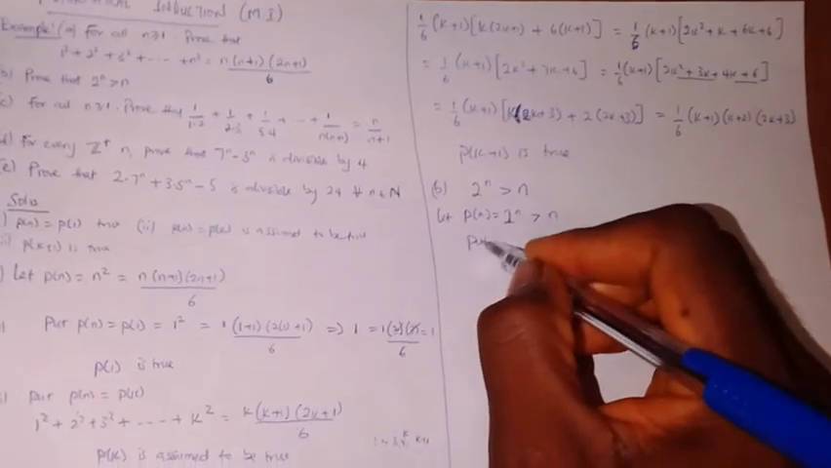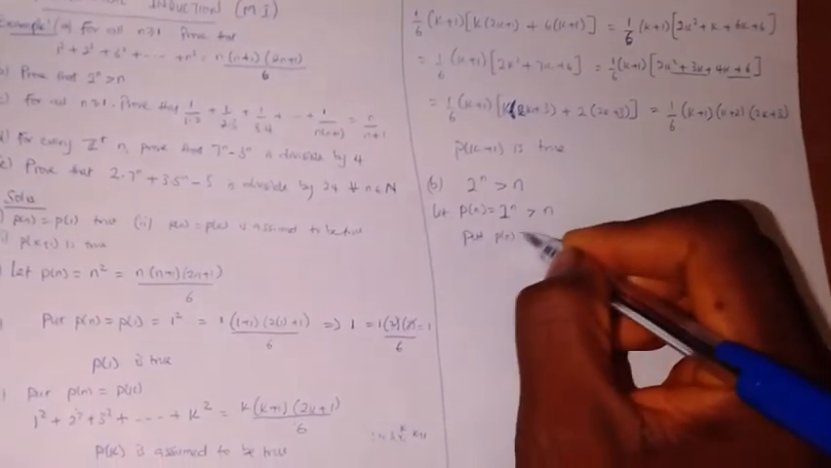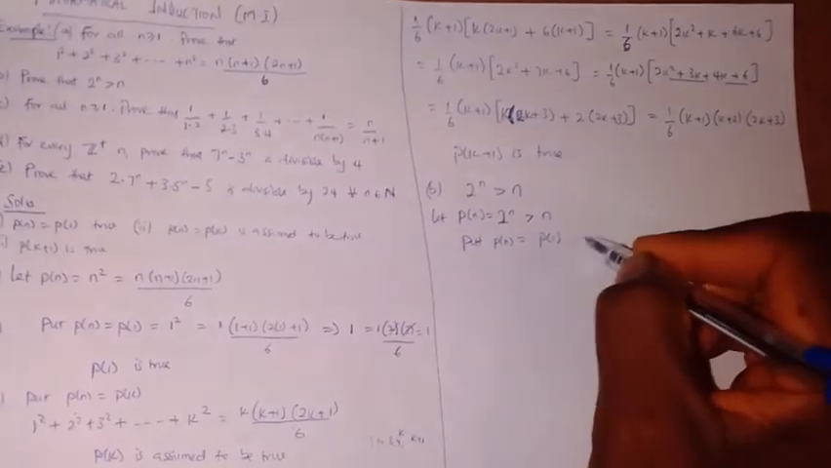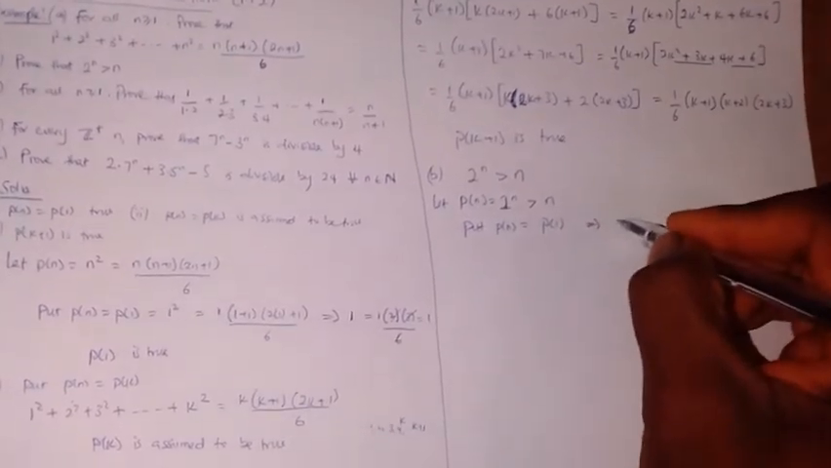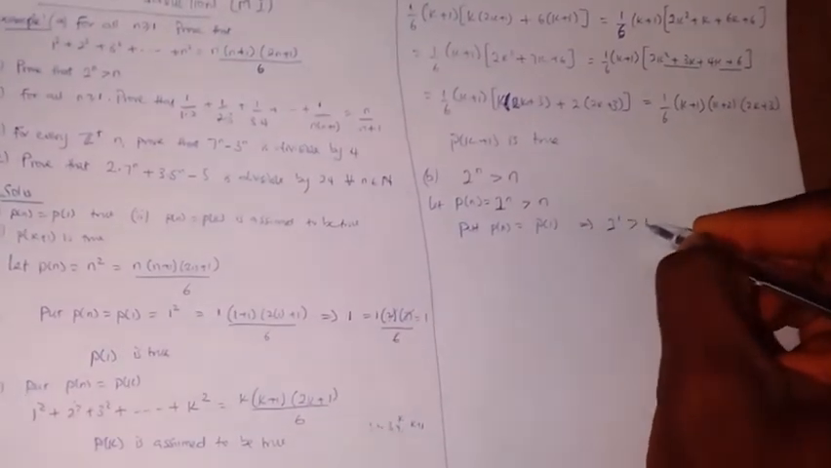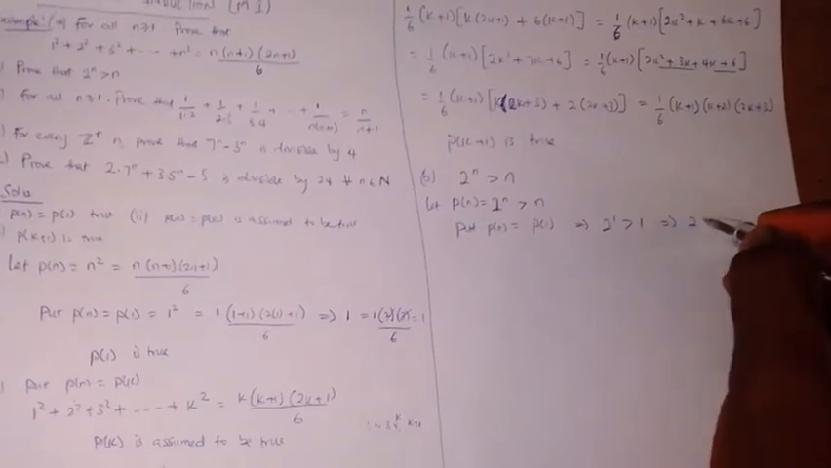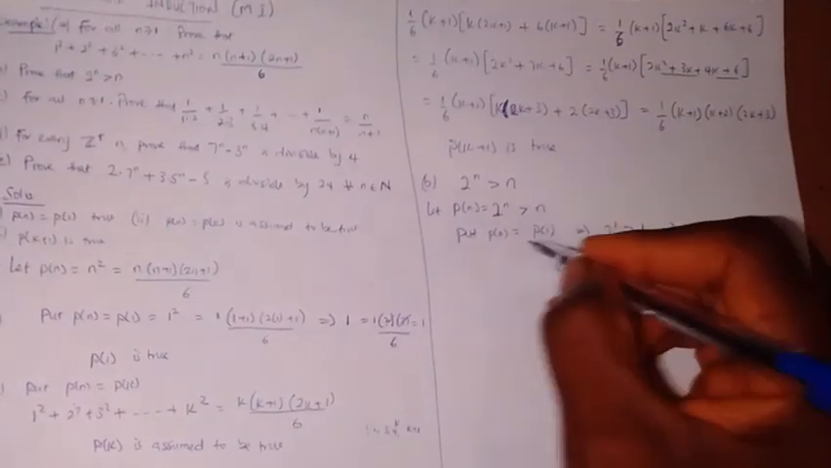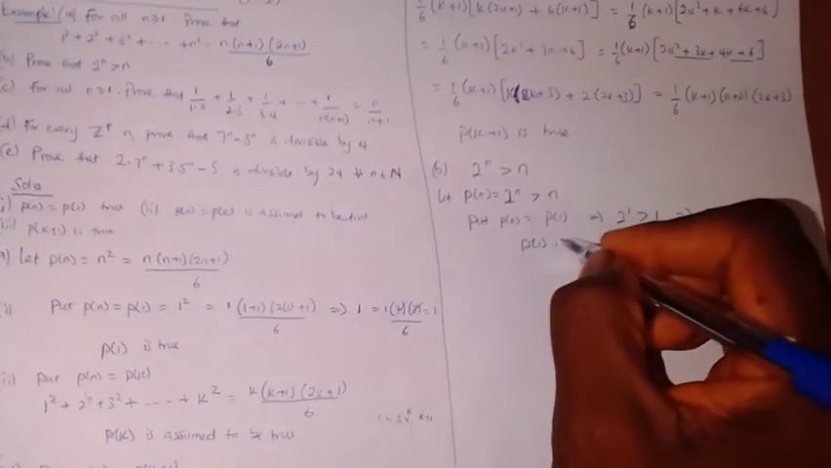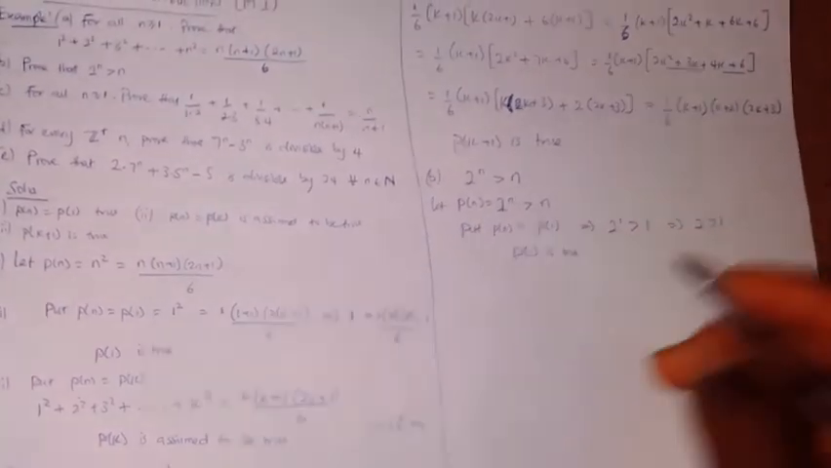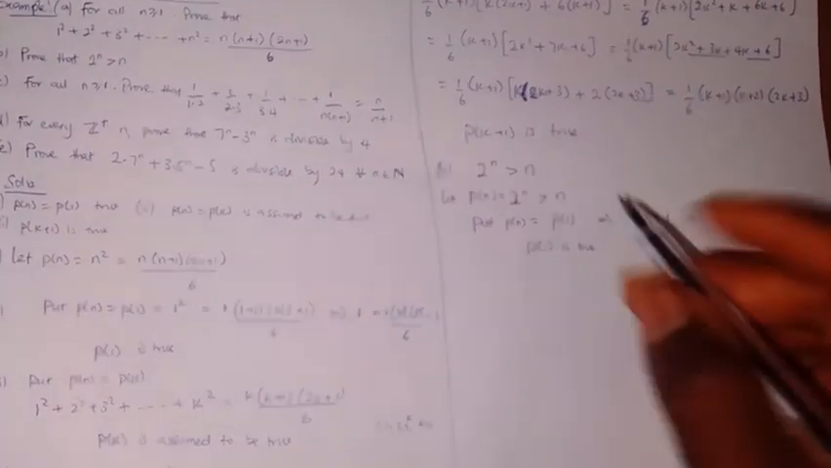So, put P of n to be equals to P of 1, which implies I'm going to have it as 2 raised power 1 to be greater than 1, which also implies that my 2 is greater than 1, and it is true. So, P of 1 is true. Now, if P of 1 is true, then let's move on.